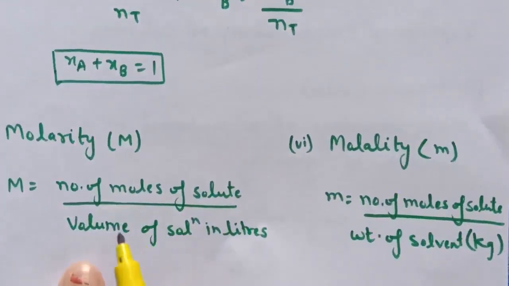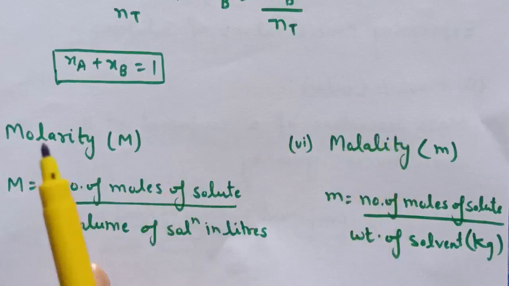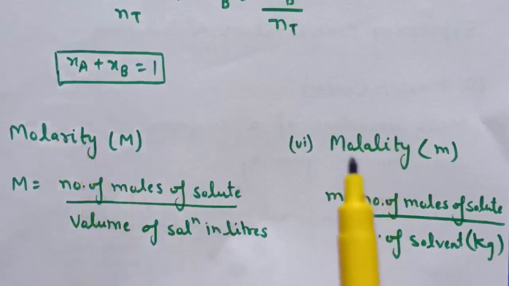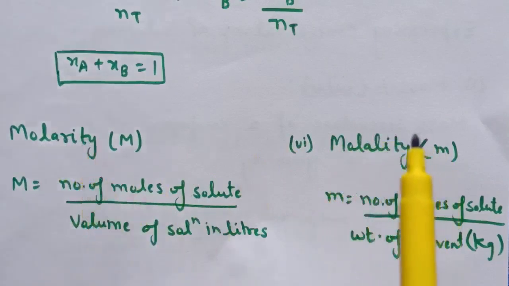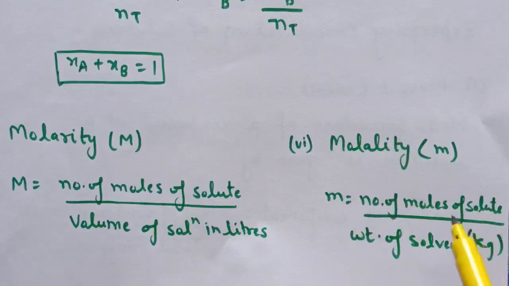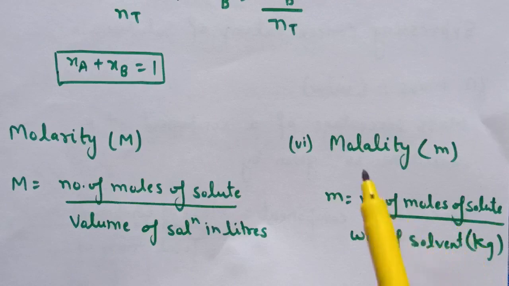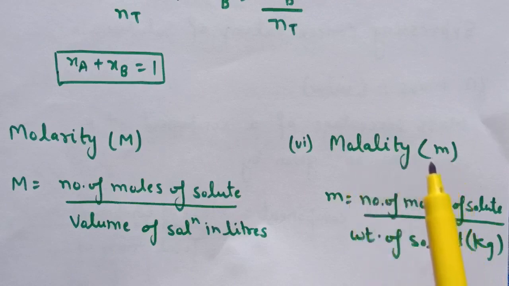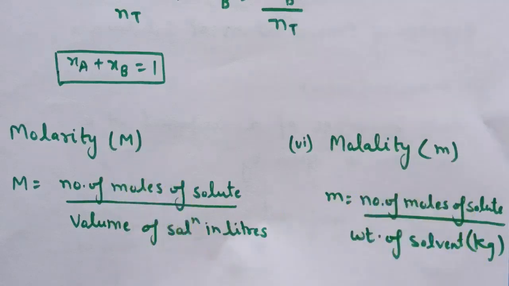One important thing in molarity and molality is that molarity depends upon temperature, whereas molality is independent of temperature. Now in case of molarity, volume is there, and volume is a function of temperature. That is why molarity depends upon temperature, whereas in case of molality, this is m, that is equal to number of moles of solute upon weight of solvent, and this is not a function of temperature. Therefore, molality is independent of temperature, whereas molarity depends upon temperature.